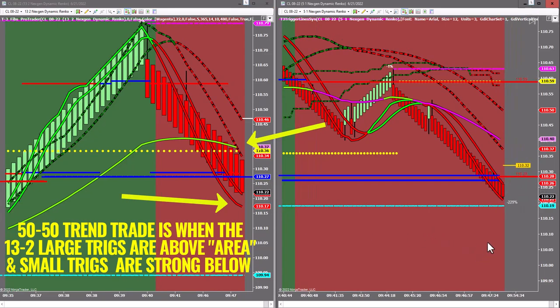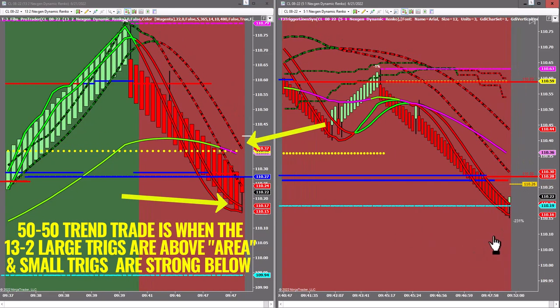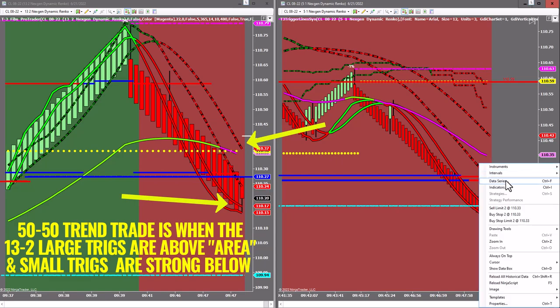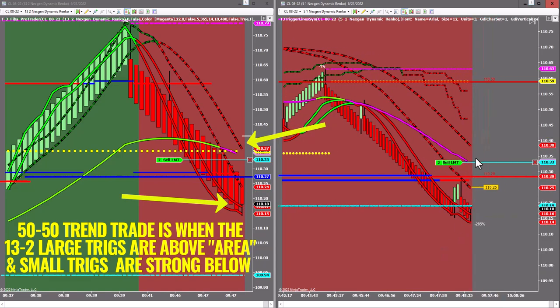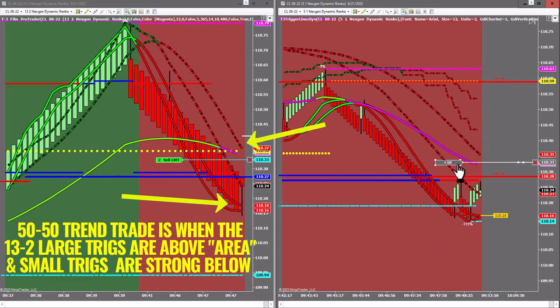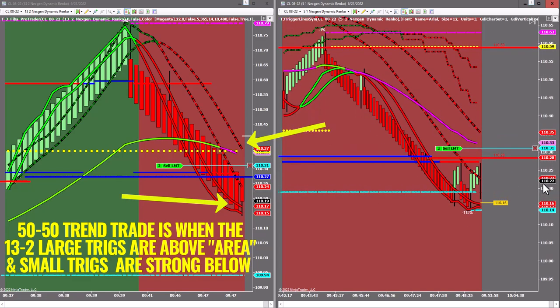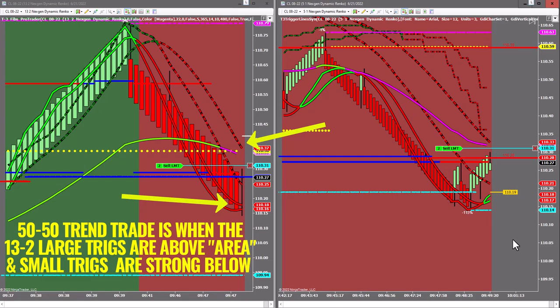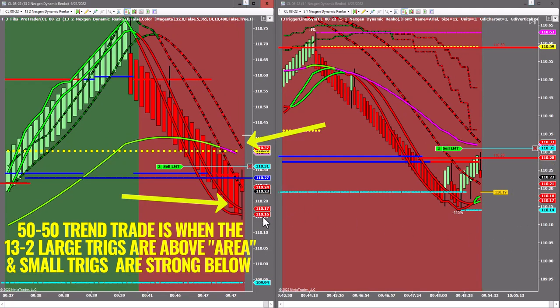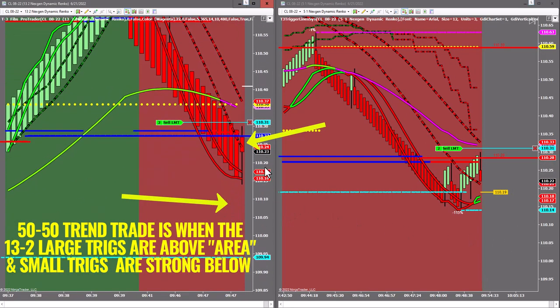In this lesson, we want to walk you through what's called a 50-50 trend trade. You're going to hear that in class a lot. I'm going to go ahead and place the order because you can do a trend trade if the triggers are strong. And 50-50 just means that the small triggers and large triggers on the large chart haven't both broken the fib.